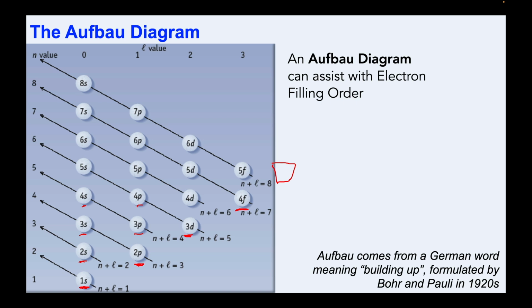But in an Aufbau diagram, you draw these diagonal arrows. So the first arrow is just through 1s, the second arrow is through 2s, then you go 2p and 3s, etc., etc. And these arrows are what you follow when you're assigning electrons, which is really, really cool.